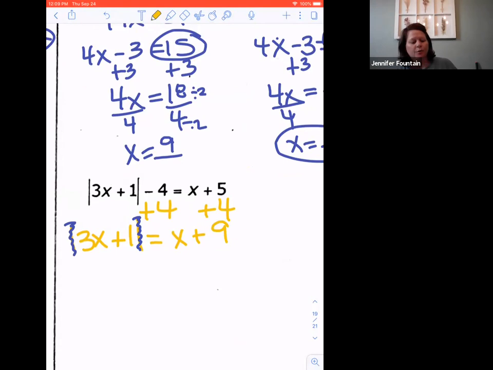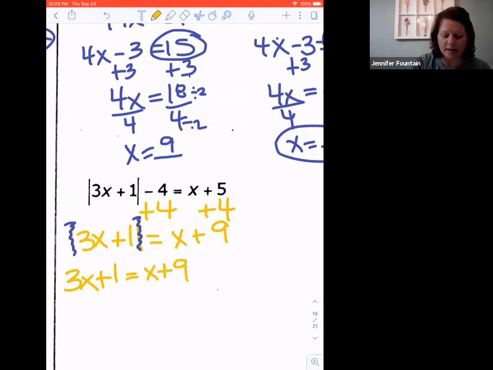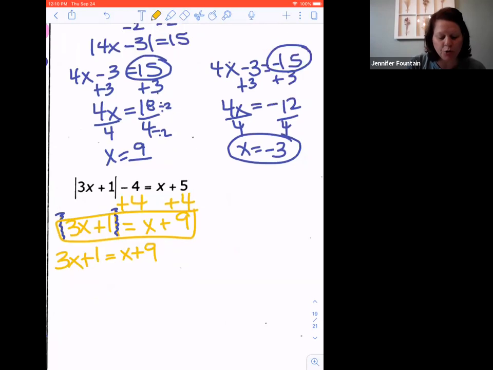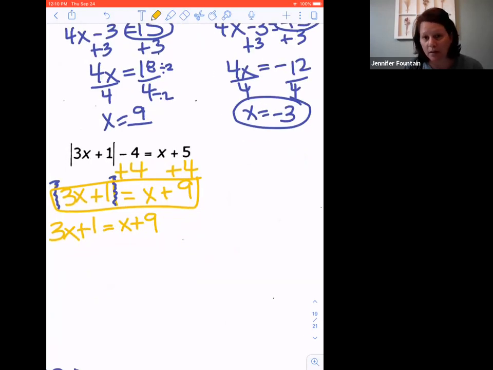Okay, so we have 3x, the absolute value of 3x plus 1 equals x plus 9. And I said when I write my first one, 3x plus 1 equals x plus 9, basically I'm just rewriting what I've got right here and eliminating the absolute value symbols. So I'm just basically writing exactly what this is without the absolute value symbols. Okay, so we got the first one, but I have to do the negative of that as well.